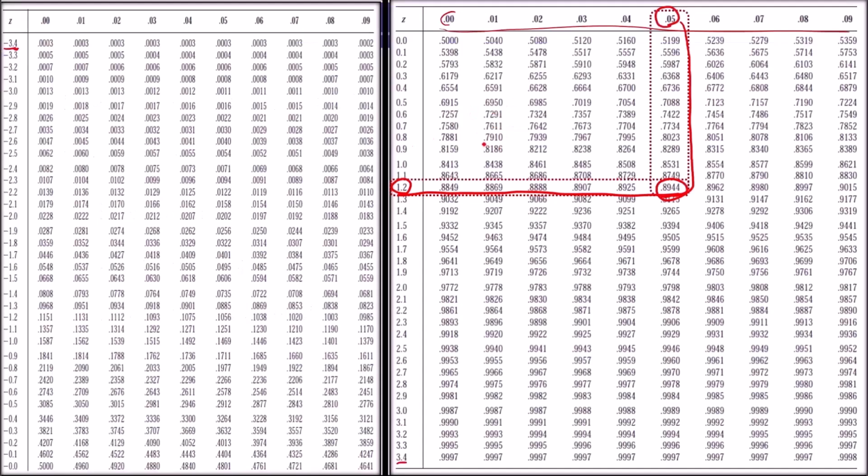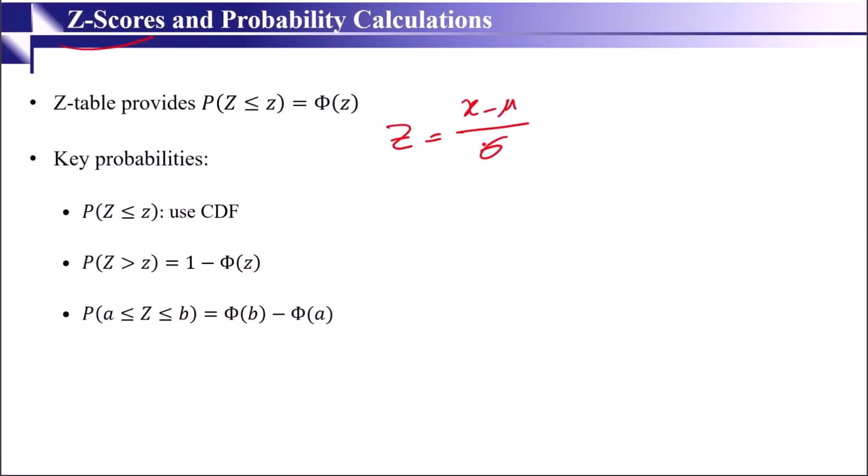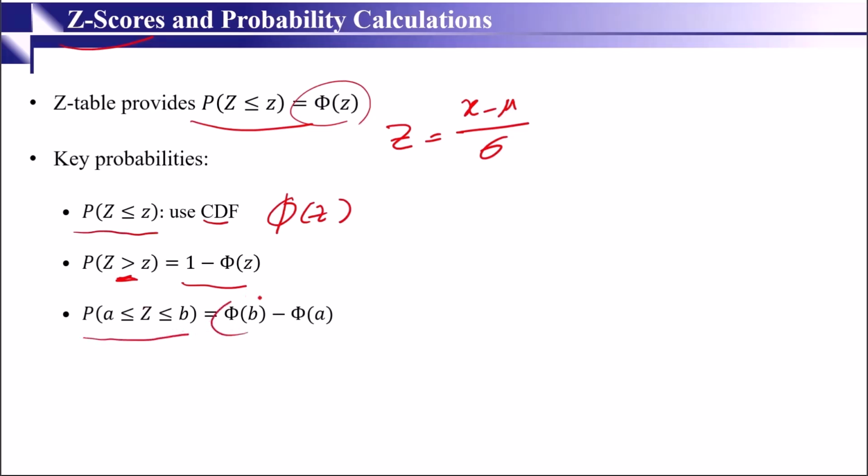Then we go for the z table that you have seen here. This provides the CDF value for z-scores, allowing us to compute the probability of z less than or equal to z, or phi of z. Probability of z less than or equal to z is CDF or phi of z. Probability of z greater than z is 1 minus phi of z. And the probability of z between a and b is phi of b minus phi of a. Once again, a z-score shows how far a value is from the average in a normal distribution, and we measure this in standard deviations.